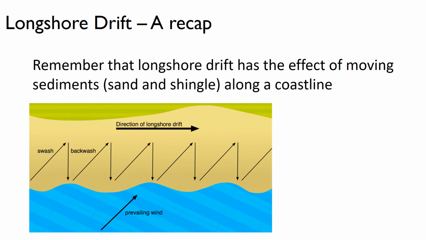So just to recap from last lesson about longshore drift, remember that longshore drift has the effect of moving sediment, and sediment is just a word we use for anything you find on a beach like sand and shingle along the coastline. The reason this happens is because the wind blows those waves in at an angle. Over time, every time a wave comes in the pebble will move slightly at that angle, and eventually it will move all the way along the beach like in the diagram there.